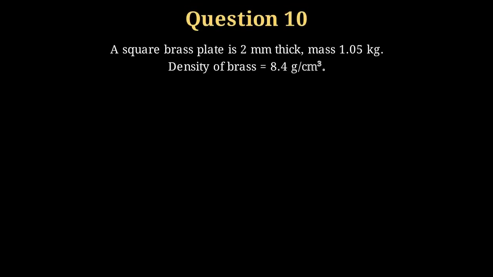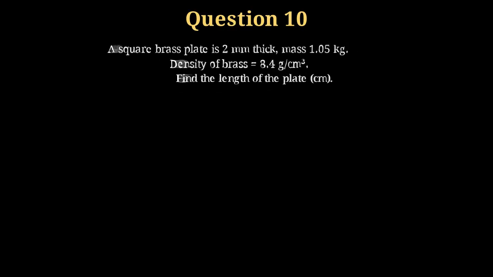Question 10. A square brass plate is 2 millimeters thick and has a mass of 1.05 kilograms. The density of brass is 8.4 grams per cubic centimeter. We need the length of the plate in centimeters.